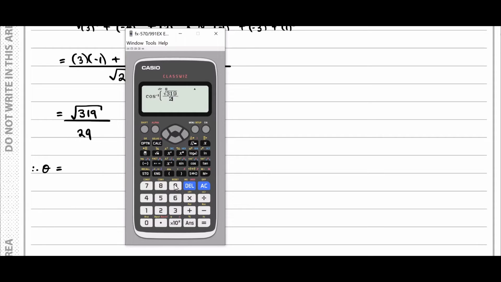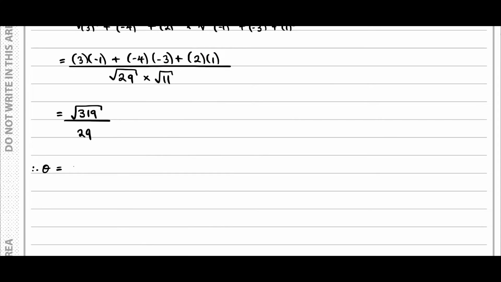We end up with, in radians, 0.907. In degrees, of course, we end up with 51.98, etc., which is approximately 52 degrees as required.